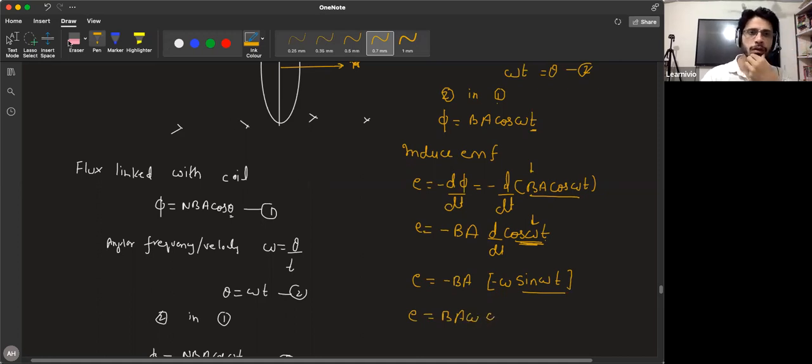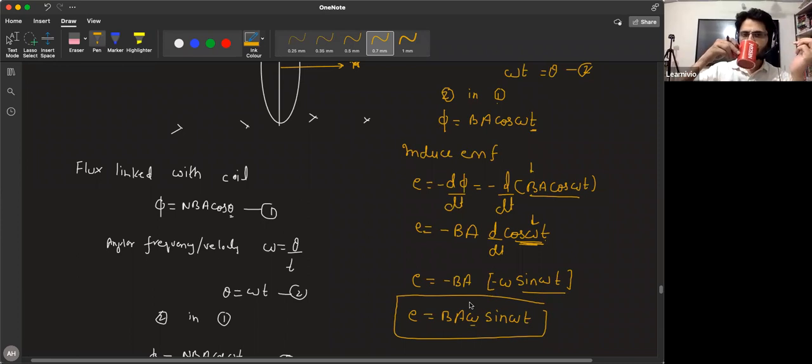Nabil, it's your doubt. Just tell me why you think that omega will get cancelled out. We can add it at the end, right? Yes, it gets added in the equation at the end, but it got cancelled. So when you differentiate cos, the derivative is minus sine. But if you have a constant along with t, that constant will come outside the derivative. So it's BA omega sine. Is it clear? Yes, sir.